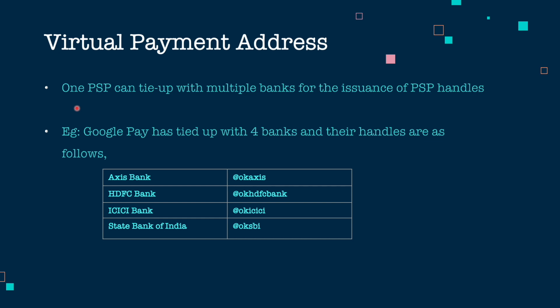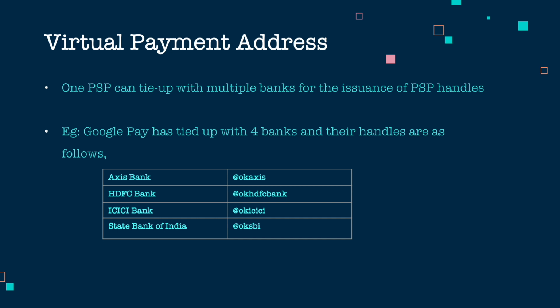Amazon Pay works with Axis Bank, but let's say Google Pay has tied up with 4 different banks to issue the PSP handles. So Google Pay works with Axis, HDFC, ICICI and SBI. So the PSP handle could be at OK Axis, OK HDFC Bank, OK ICICI or at the rate OK SBI. So one PSP can work with multiple banks as well.